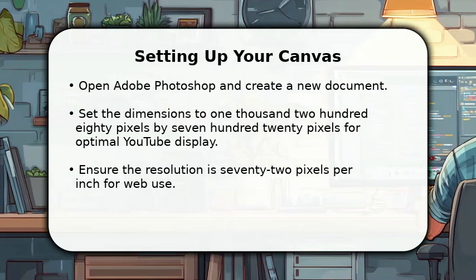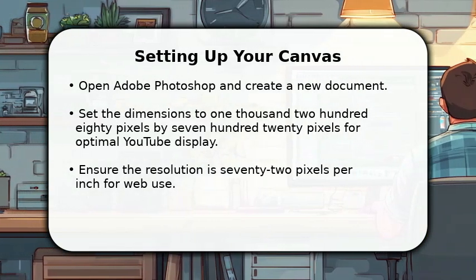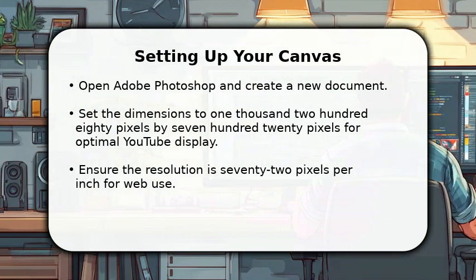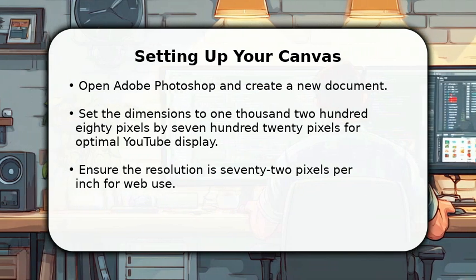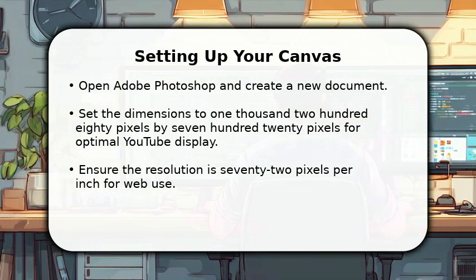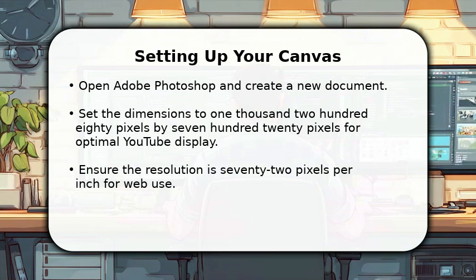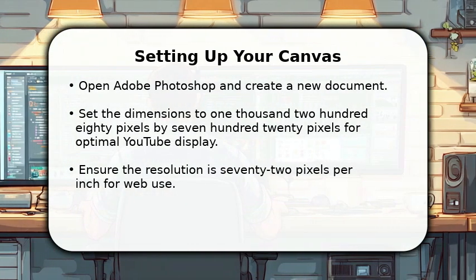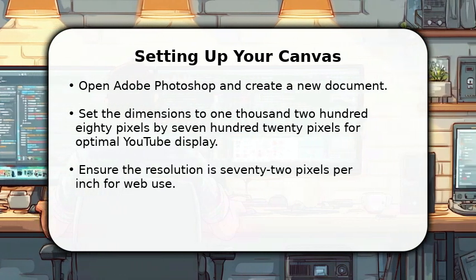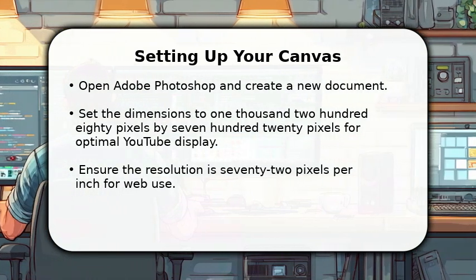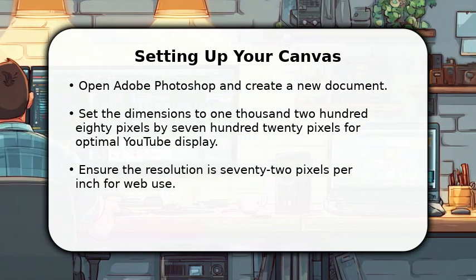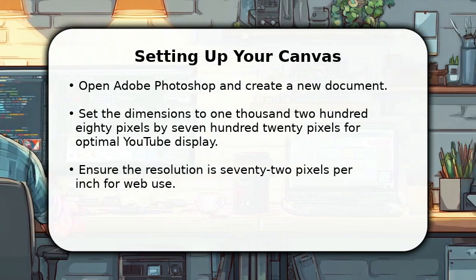Enjoy the video. In this video, I will show you how to use Adobe Photoshop for YouTube thumbnails. First, let's get your canvas ready. Open Photoshop and create a new document. You'll want to set the dimensions to 1280 pixels wide by 720 pixels high. This is the ideal size for YouTube thumbnails. Also, make sure your resolution is 72 pixels per inch, which is perfect for web-based images. This setup ensures your thumbnail looks crisp and professional.